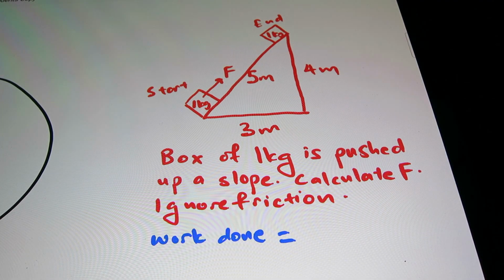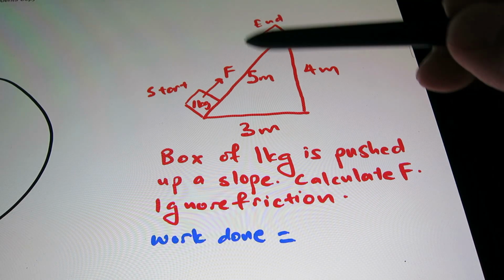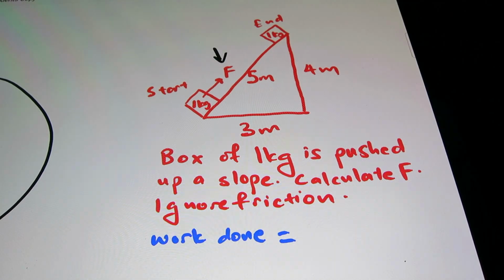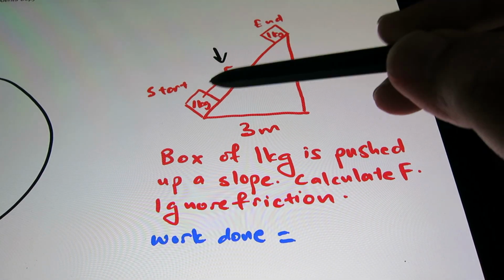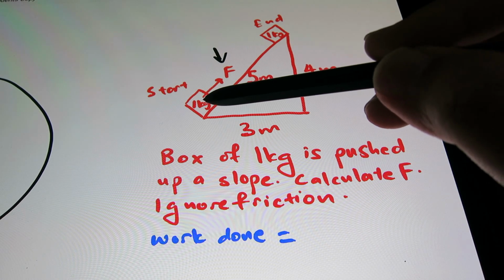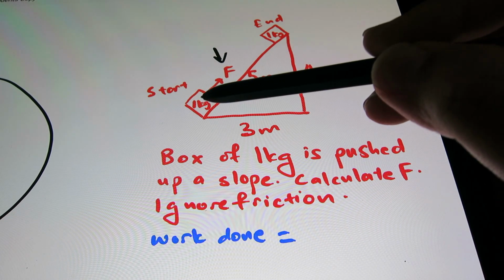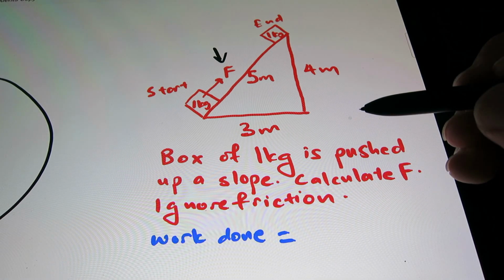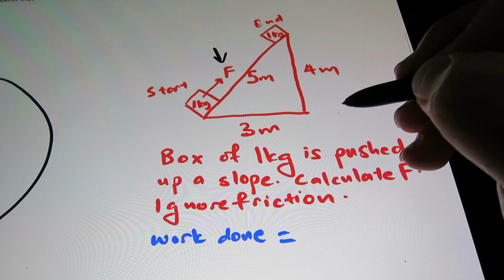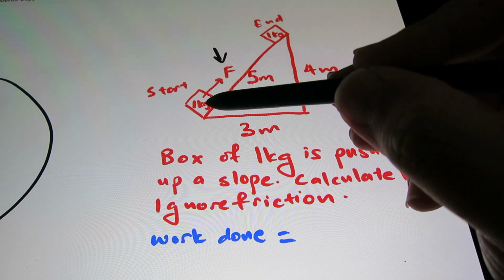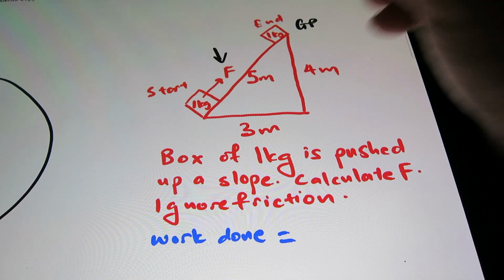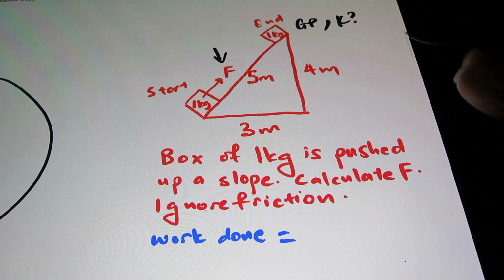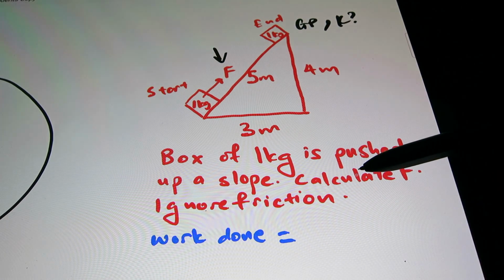Alright, so now let's look at it. The only thing that is causing this box to move upwards is this force here. So you know that the work done on this box is the energy transferred to the box. And you may think that you do not have enough information to solve this question because you don't know what kind of energy it has gained. You must have gained gravitational potential energy because it is higher, but you have no information about the kinetic energy. They never tell you anything about the speed at the start or at the end.